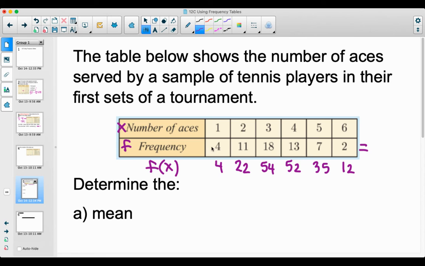And our sum, if we add up our total number of frequencies, there are 55 of them. And our total product sum is 179.